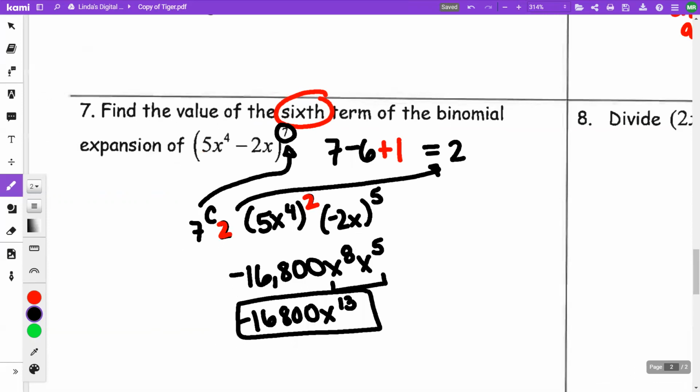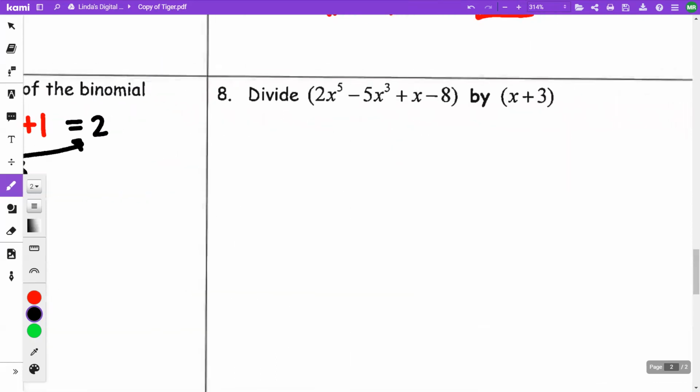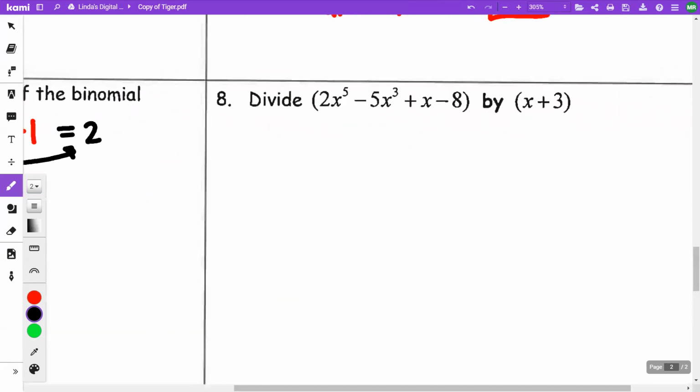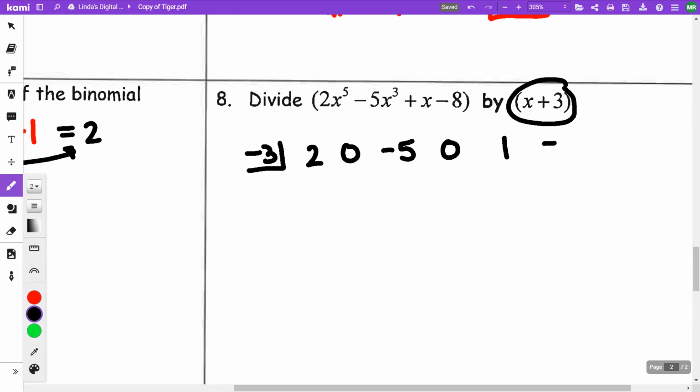So on number 8, we're dividing by x plus 3. I'm going to use synthetic division. I'm going to put a -3 here. I have a 2. I need a 0 for my x to the 4th, and you've got a -5. I need a 0 for my x squared, then I have a 1, then I have a -8.